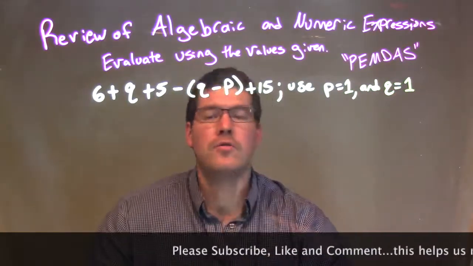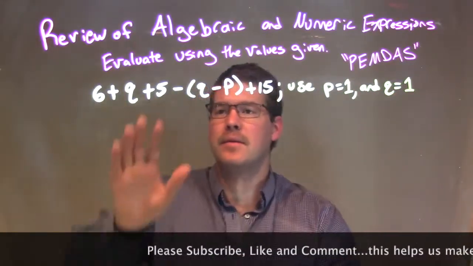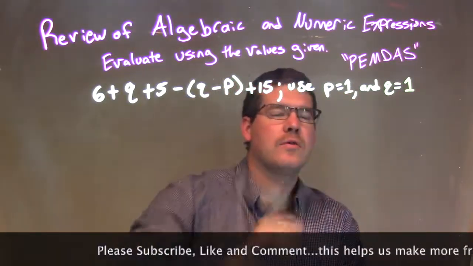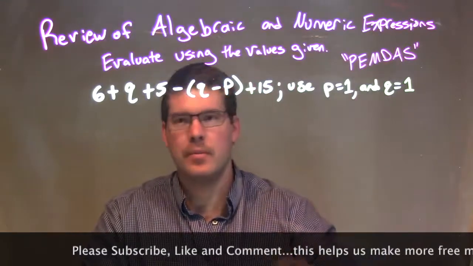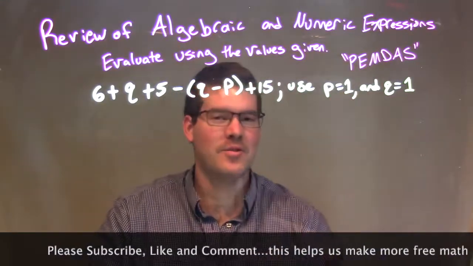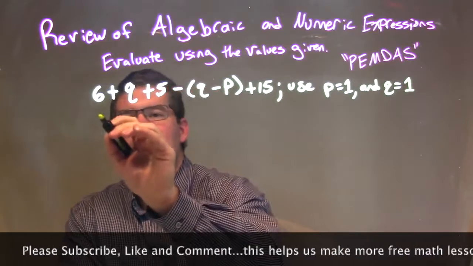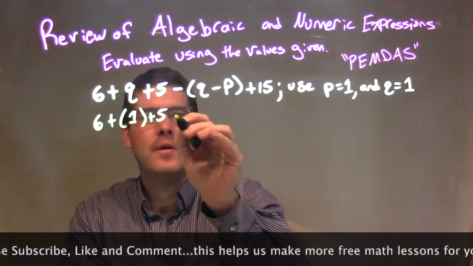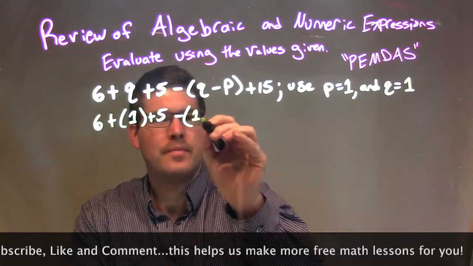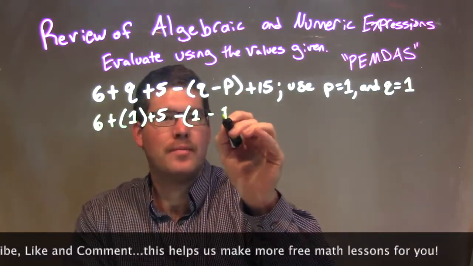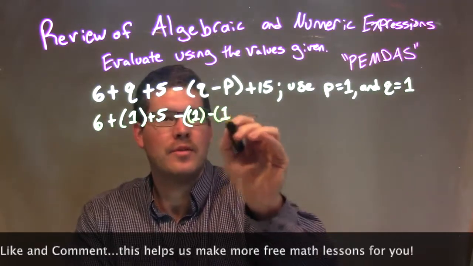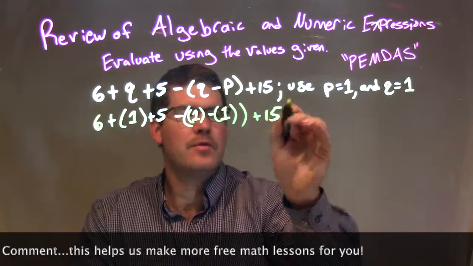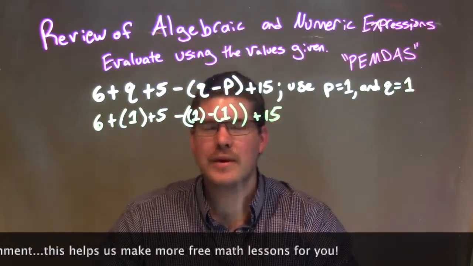Alright. So what I'm going to do here is I'm going to take my expression, and every single time I see a variable, I'm going to substitute the corresponding number matched up with it. Luckily for us, both of them are just 1. So 6 comes down, plus q is a 1, plus 5, minus, this q is just a 1, minus p, which is a 1. We can put parentheses saying we substituted in. And then plus 15. So now we want to simplify it.